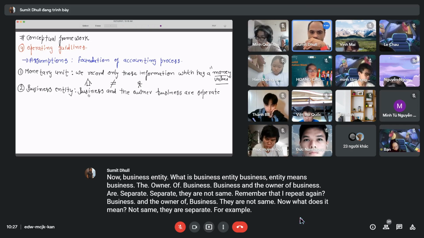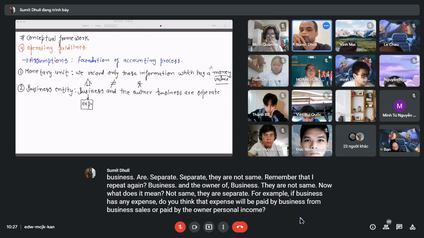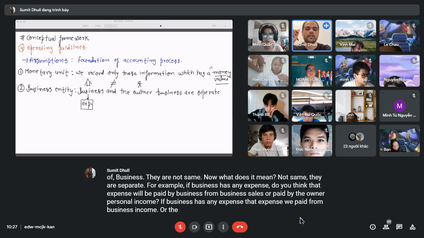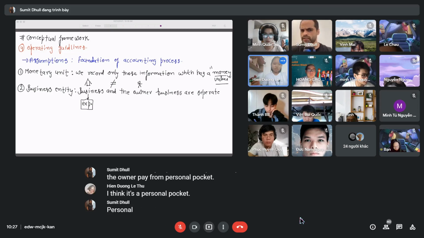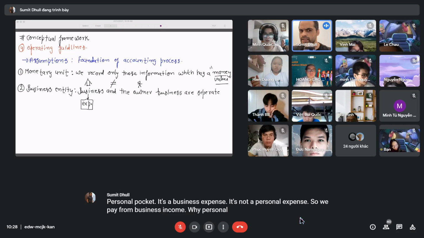For example, if the business has any expense, do you think that expense will be paid by the business from business sales or paid by the owner's personal income? If the business has any expense, do we pay that expense from business income or does the owner pay from his personal pocket? I think it's the personal pocket. Personal pocket? Why personal pocket? It's a business expense. It's not a personal expense. So we pay from business income. Why personal income? Personal income is profit.